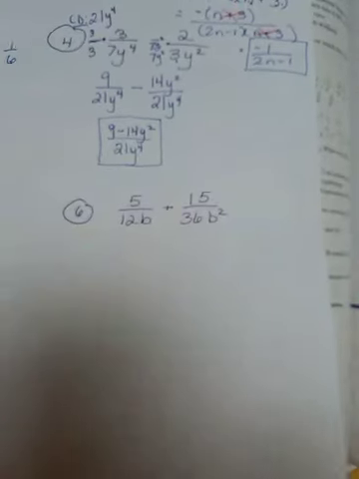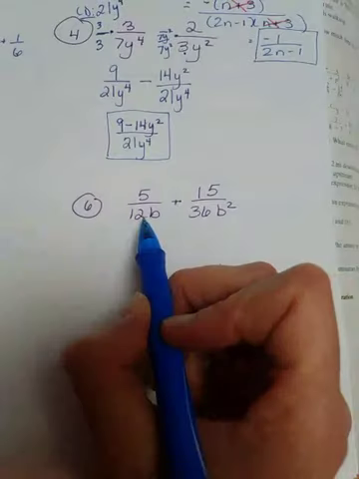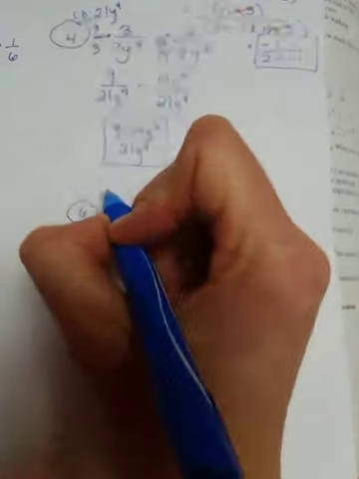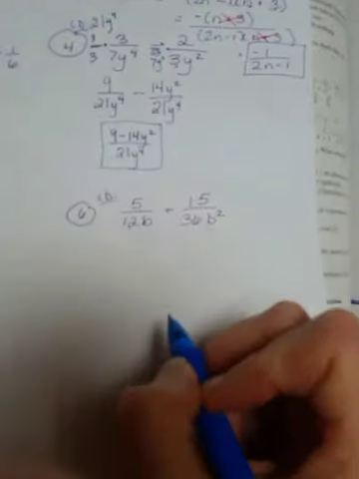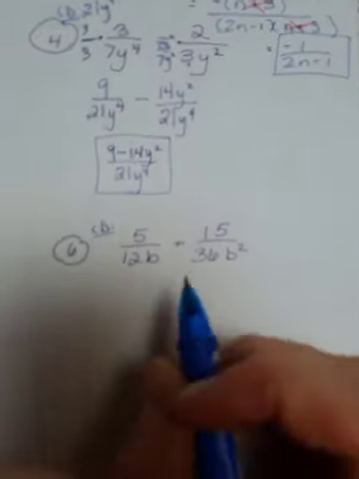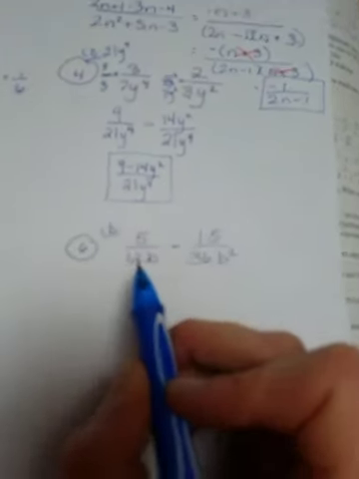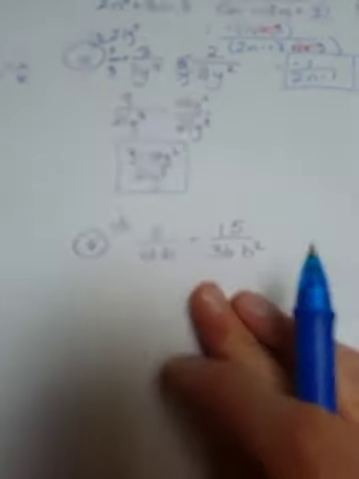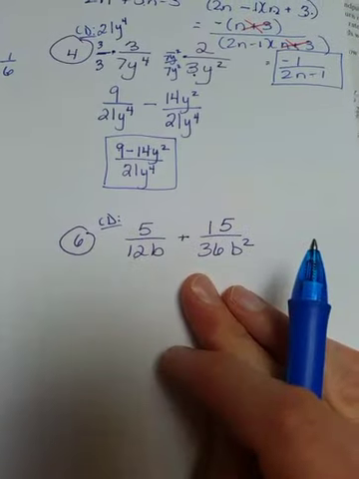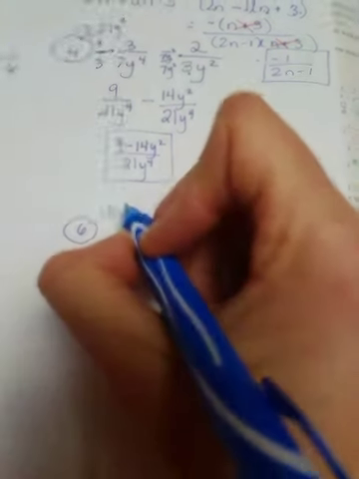Let's try another one. Number 6. Sorry, my cord is not working with me here. Alright, so let's look at our common denominator. So we're looking at 12 and 36. What's the least common multiple, if I could not get the shadow in the way, that would be cool, of 12 and 36? Well, hey, great news. 12 can go into 36.